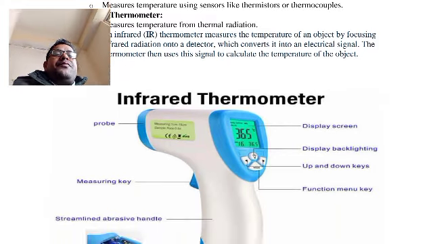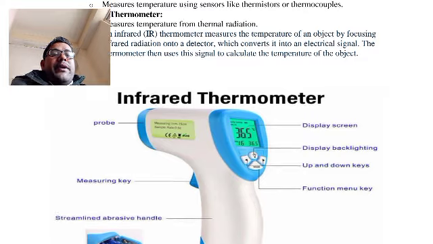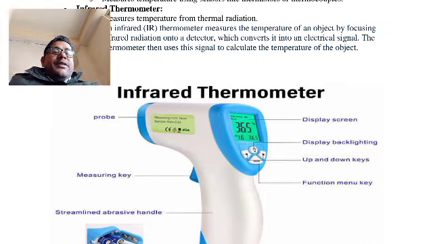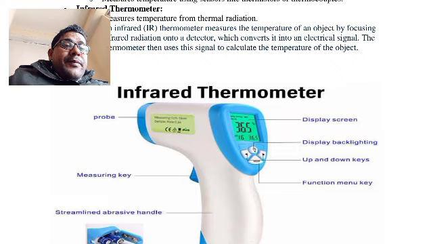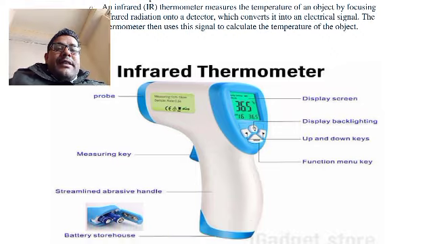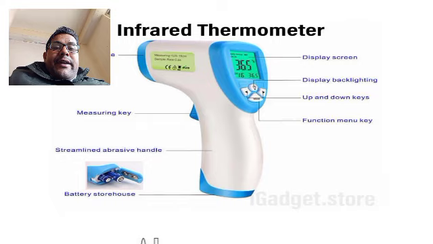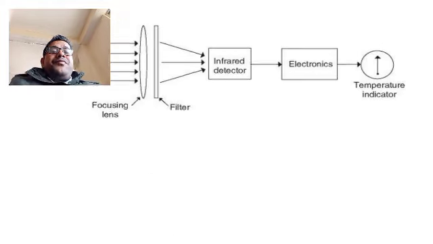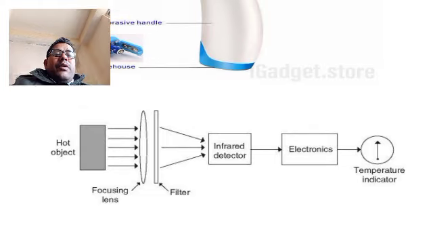First, this is an example of how an infrared thermometer looks. Here the probe is there. This is the display, with display backlighting, up and down keys, different function keys, and battery storage. A streamlined handle is there, and a measuring key. Now we can see the working of the digital infrared sensor.